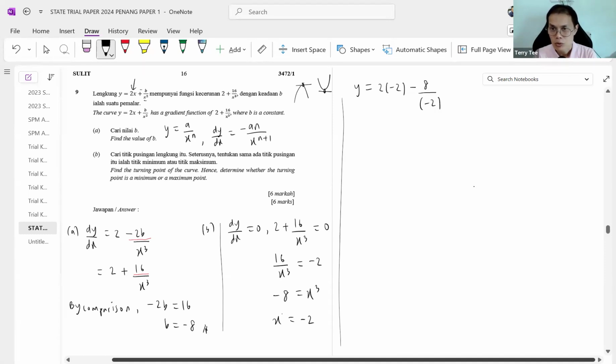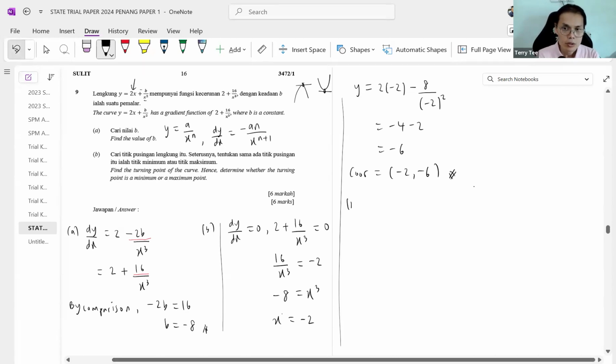Divide by minus 2 squared. So this is minus 4. Minus 2 squared is 4. So minus 8 divided by 4, you get minus 2. Your y is negative 6. So your coordinate will be minus 2, minus 6.